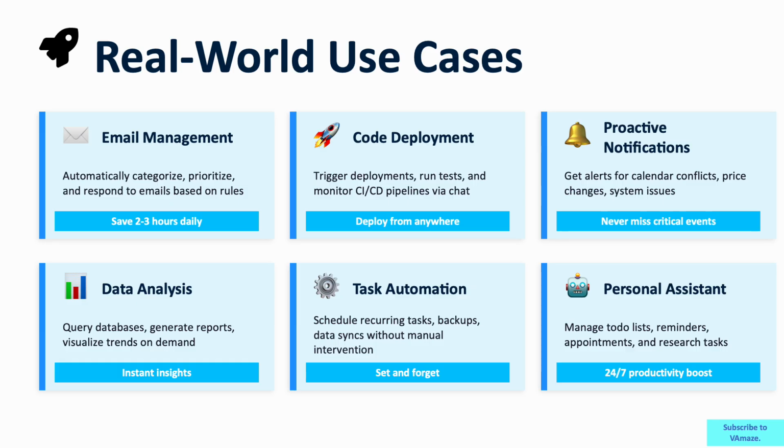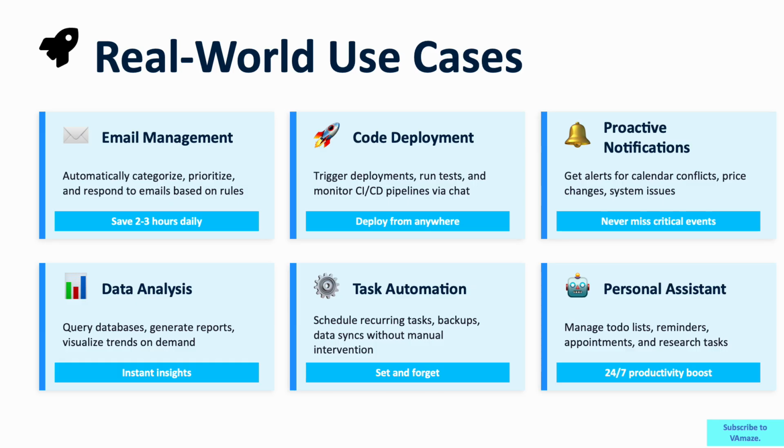Use case 2, code deployment. You're at lunch and a critical bug fix is ready. Instead of rushing back to your desk, you send a message, deploy hotfix branch to production. Your agent triggers the CI/CD pipeline, runs all tests, monitors the deployment, and reports back if anything goes wrong. You can literally deploy code from your phone while eating a sandwich. That's the future we're living in.